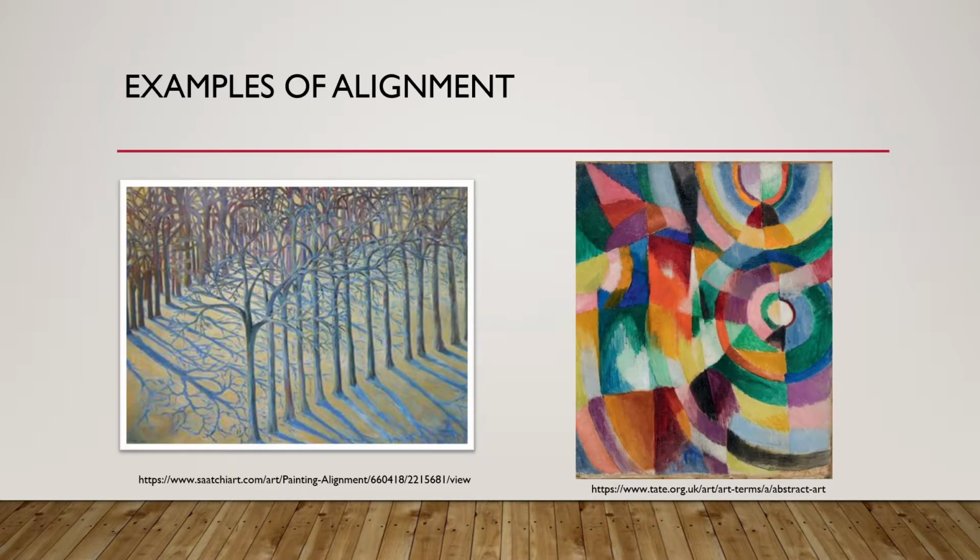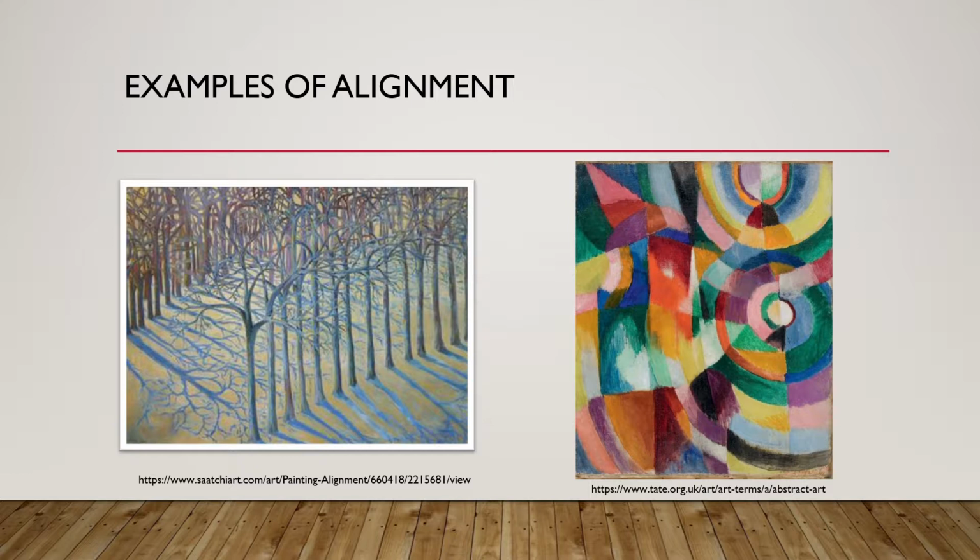So here are some examples. In the example on the left, a painting by Rosemary Noor, sorry if I murdered that name, the trees are all in alignment as well as the shadows being cast by the light. It gives the painting a sense of order and direction.